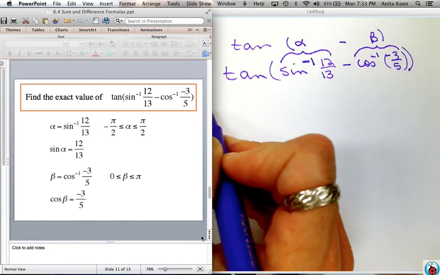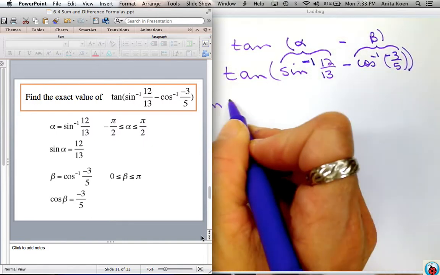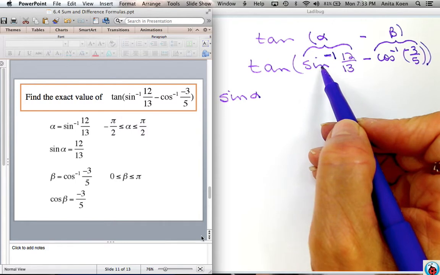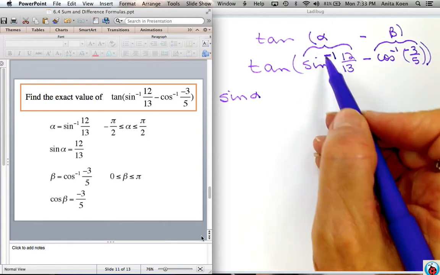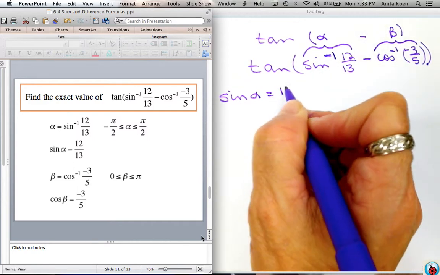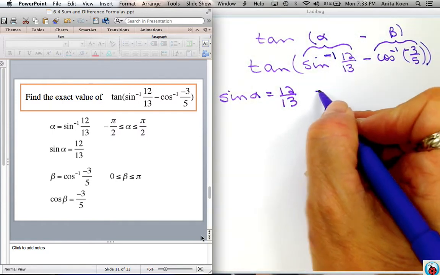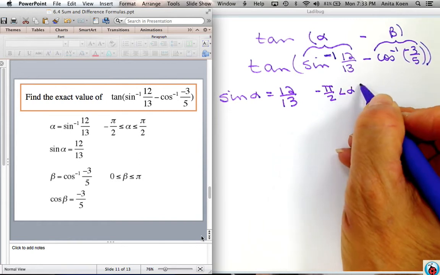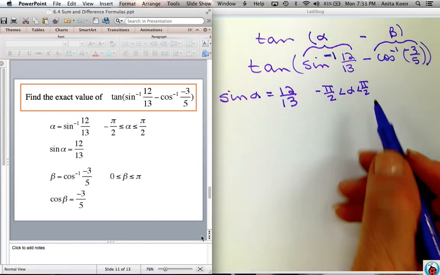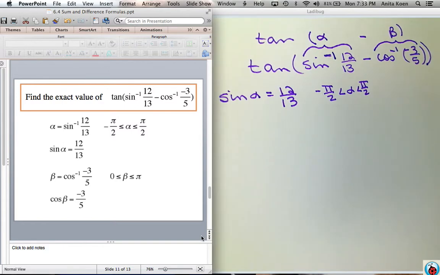So the first thing I need to know is what is the sine of alpha? Well, if this is the angle alpha, and this is the angle whose sine is 12/13, then I know that the sine of alpha is 12/13. And I know that this has to be between negative pi over 2 and pi over 2, because that's where my sine inverse is defined. Okay? Now we're going to find out what the cosine of beta is.